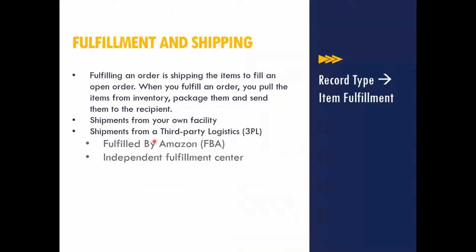Okay, let's move on. So fulfillment and shipping. At this point, we're going to talk about the record type of an item fulfillment. Fulfilling an order is shipping the items to fill an open order. When you fulfill an order, you pull the items from inventory, package them up, and send them to your customer.